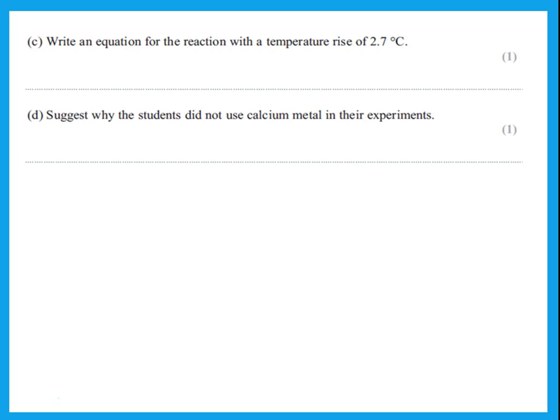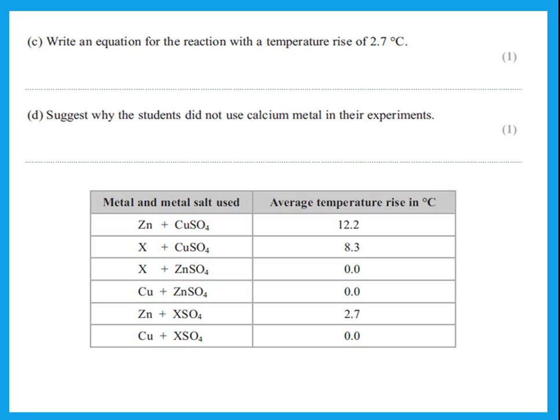Okay? Write an equation for the reaction with temperature rise of 2.7. Where is the temperature rise of 2.7? That is the zinc plus X sulfate. So you just write it as it is. Zinc plus X sulfate would give what? Would give zinc sulfate plus X. We don't know what X is, but we don't care.